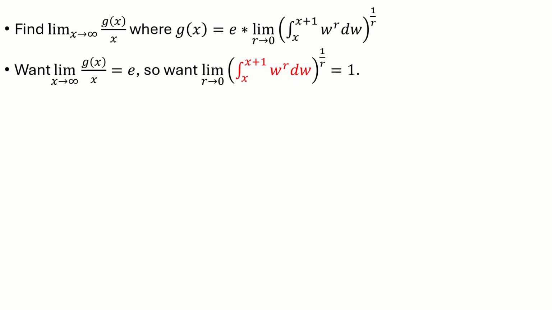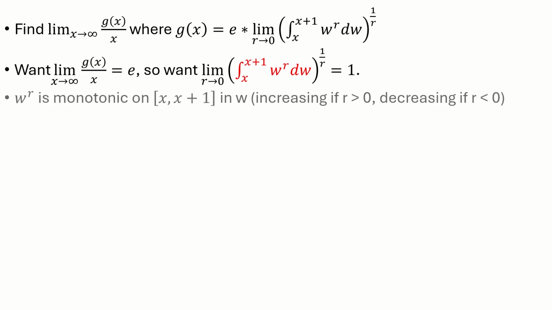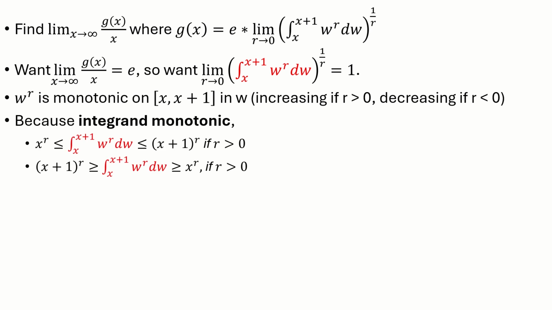One thing to notice about the integral and the limit is that the integrand is monotonic. When you have a monotonic integrand, you can bound your integral by plugging in the limits of integration to the integrand, which is something we can try here. This is starting to look interesting. If we take the 1 over r power, keeping in mind that when r is negative we had to invert the inequalities, we get in both the case r greater than 0 and r less than 0 that the integral to the 1 over r power is between x and x plus 1.